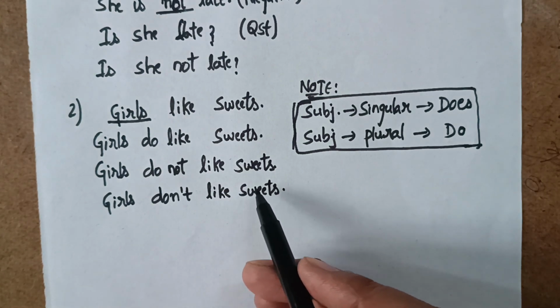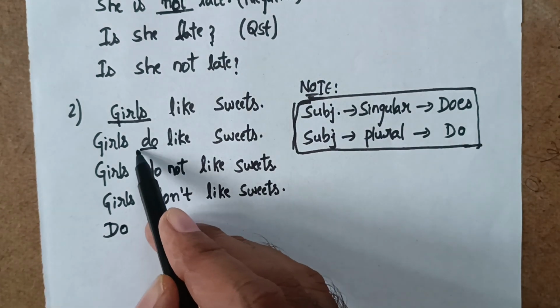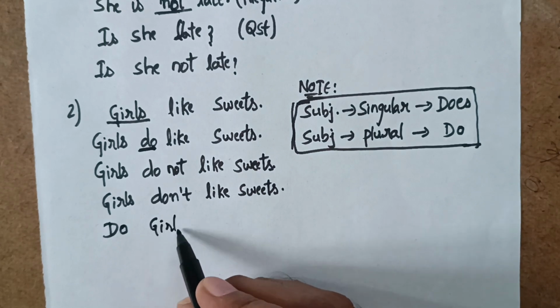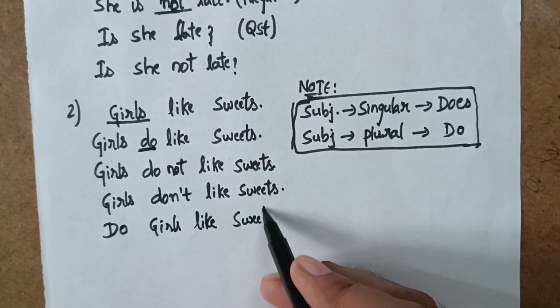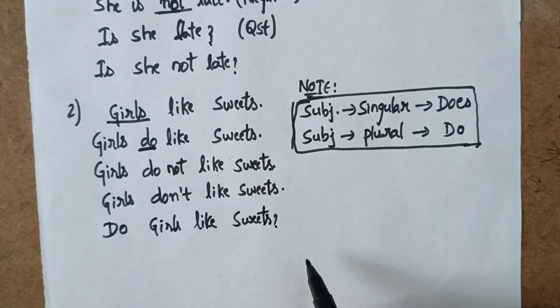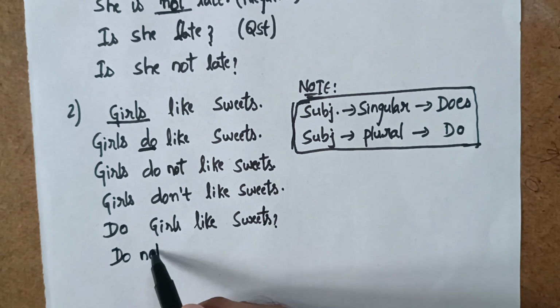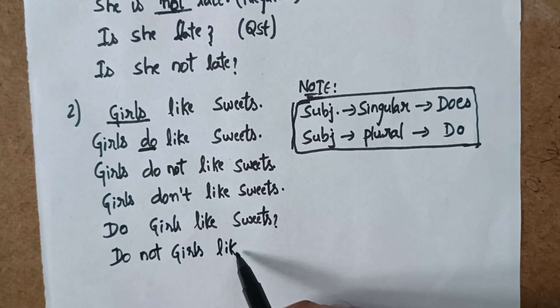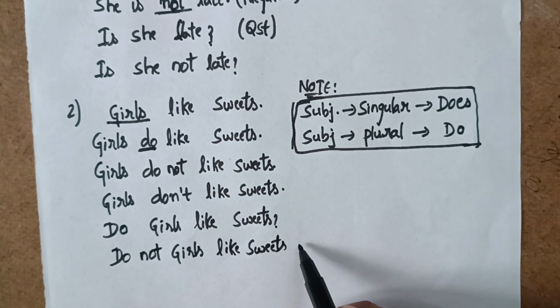If I want to convert this into question form, I need to take the help of do again. Do girls like sweets? If I want to convert into negative: do not girls like sweets?